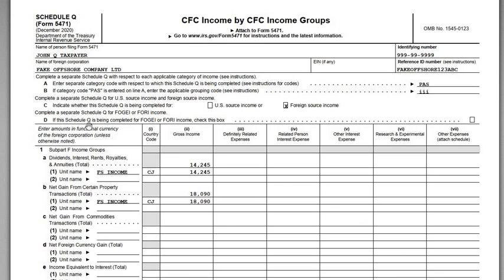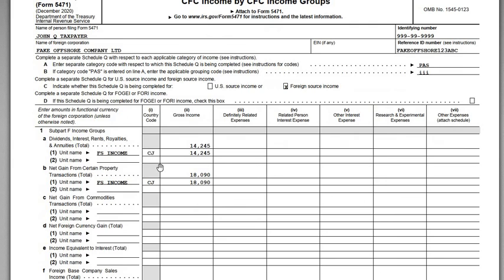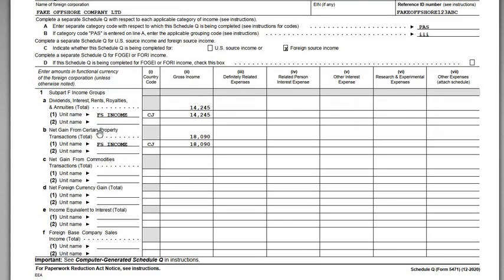Now on question D here, it's asking us to complete a separate Schedule Q if we have FORE or FOGEI income. So what are these? FOGEI is foreign oil and gas extraction income, right? If you have that type of income, you need a separate schedule. FORE is foreign oil related income, right? Now, obviously none of these apply, so we're not doing a separate Schedule Q, and we're not checking this box. All right, so now into the numbers and the columns here.